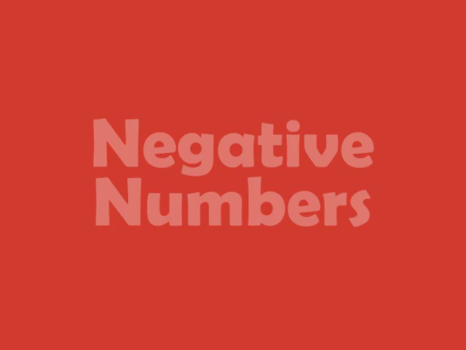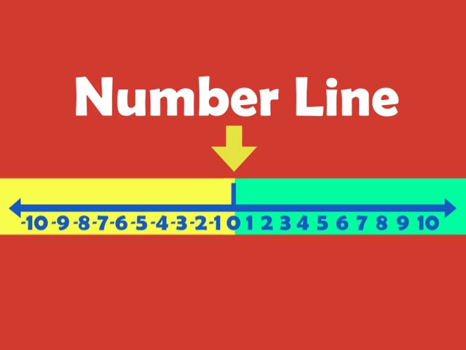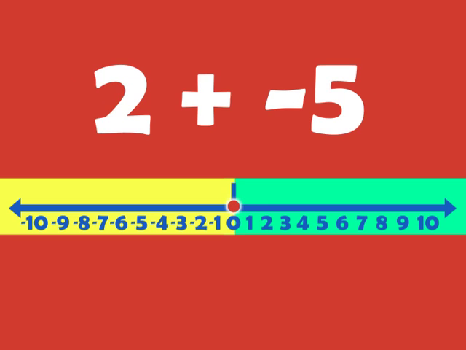Negative numbers. Let's see how our number line can help with negative numbers. Take the problem 2 plus negative 5. Start at 2, and since 5 is negative, move 5 places in the negative direction to the left. You should arrive at negative 3.